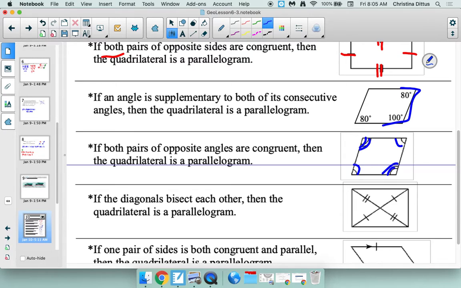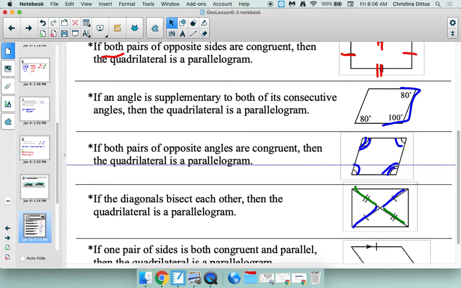parallelogram. Diagonals, remember those are your lines inside our shape. Those bisect each other, and what does it mean to bisect? Cut in half, yeah. So these halves are the same, like this and the same as this, but those aren't the same as these two, okay? The green ones are equal and the blue ones are equal to each other, but the blue is not equal to the green. Does that make sense?